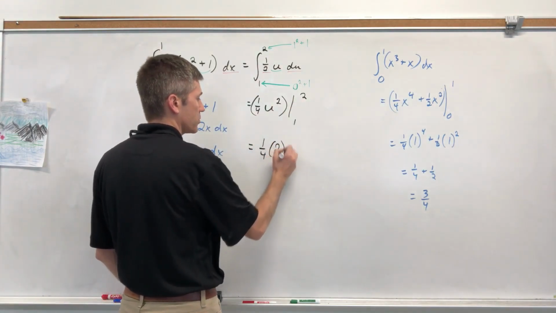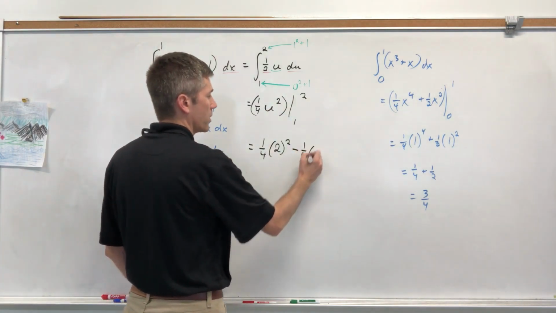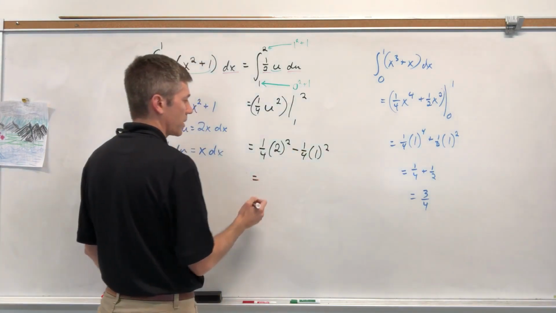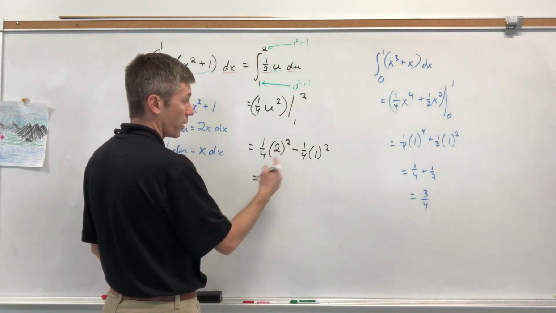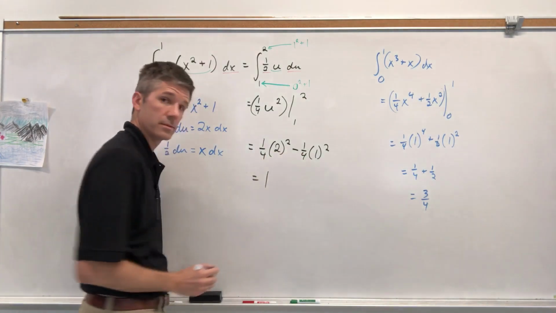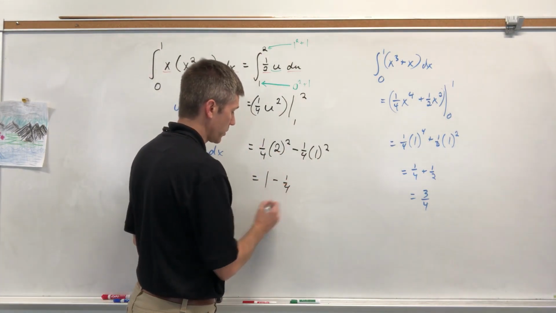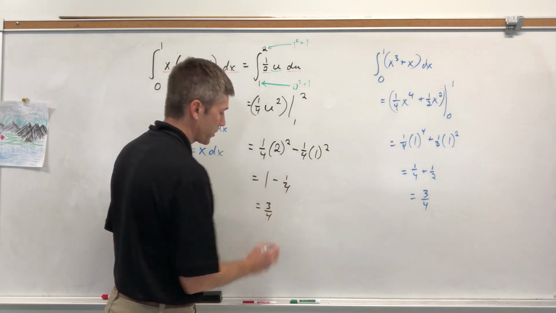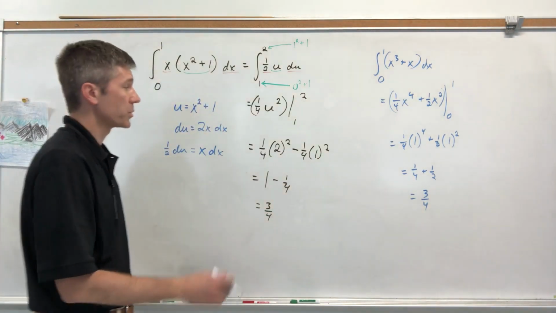So 2 squared minus, okay, plug a 1 in. 1/4, plug a 1 in. So I'm going to have 1/4, 2 squared. Well, 2 squared is 4. 1/4 of 4 is 1. Okay, minus 1/4 times 1, that's 1/4, and I get 3/4. Same answer, different method.